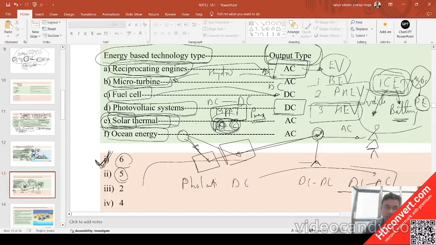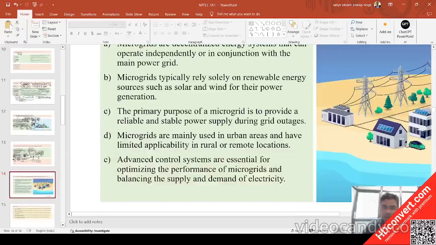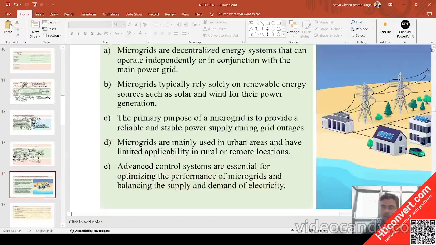And the next one is ocean energy, which is very prominent nowadays. IIT Madras is doing a lot of research on this. They have one branch also. You can try that, under the name of ocean engineering. That also generates AC power. So the correct option is 6. Okay, so coming to the next question.